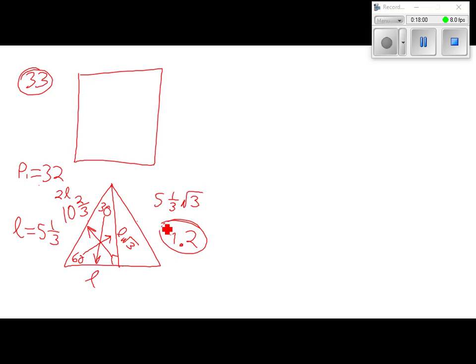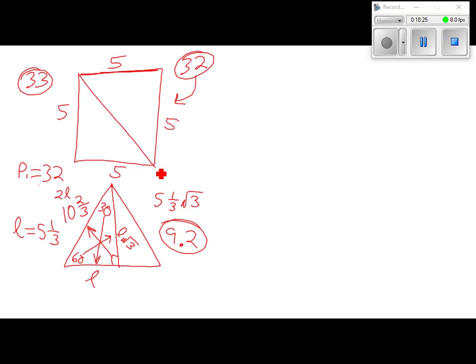Gotta go before it changes to 17. 32? Since I already have this drawn up here, 32, this square right here. They tell us the perimeter is 20. If the perimeter of that square is 20, what do I know about this side? 5. How'd you get 5? Because 20 divided by 4, right? So that's 5, that's 5, that's 5.